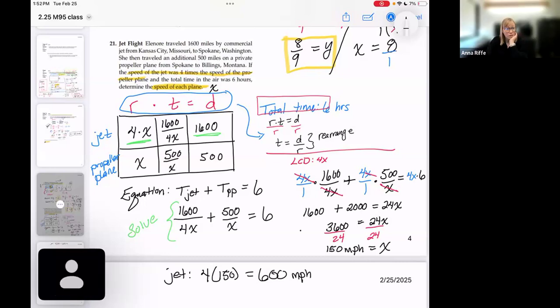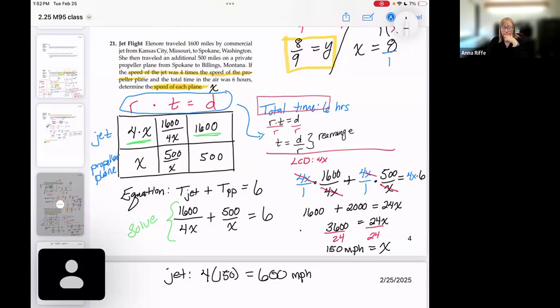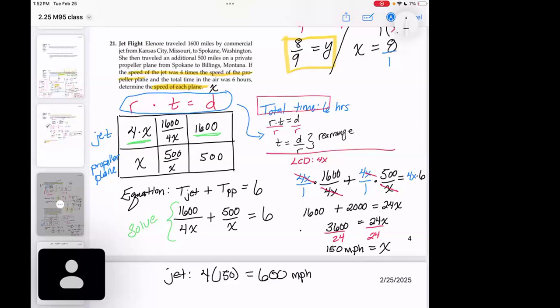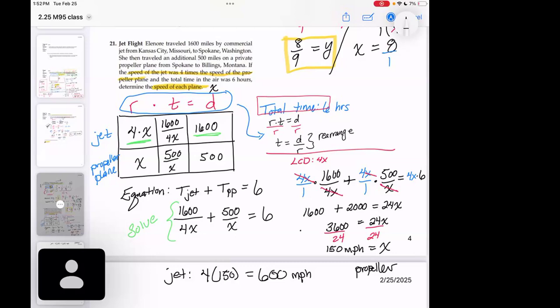Usually once you find one of the quantities, the other one is not too bad. It's setting up your initial equation and then solving for that initial quantity. So the jet was 4 times the speed of the propeller. The jet was 600 miles per hour, and the propeller was 150. That was a good catch.